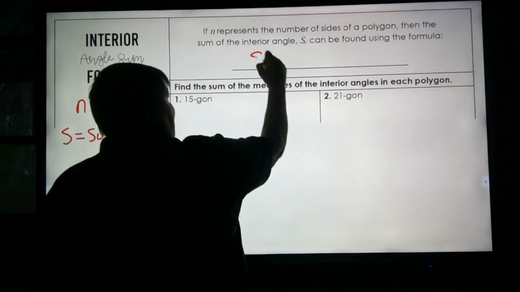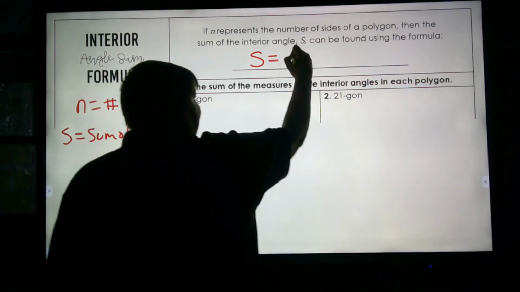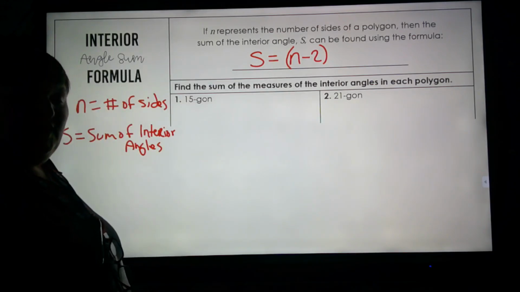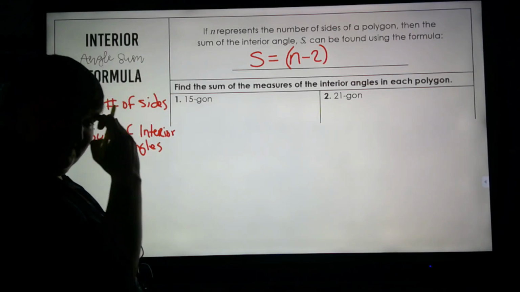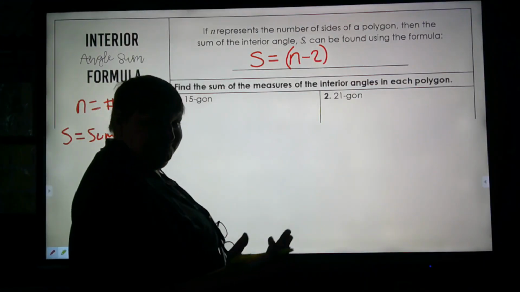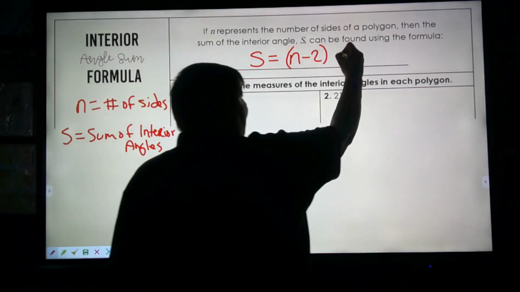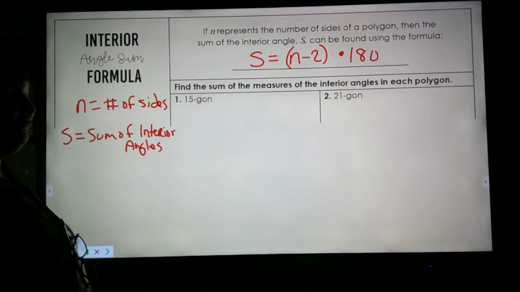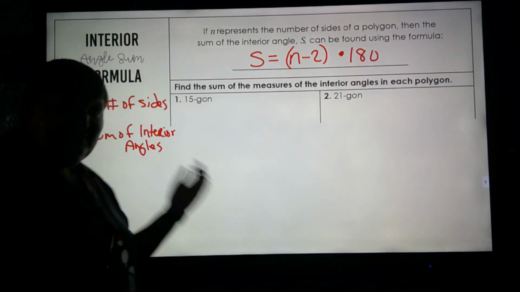So to find the sum, our pattern says we take the number of sides and we subtract 2. And we want to do that first, so I'm putting it in parentheses. If you take the number of sides and subtract 2, that will give us our triangles, right? The number of triangles we can draw. And then we multiply that by 180. That's our formula. It's built off of our pattern. Once you figure out the pattern, you can make the formula.